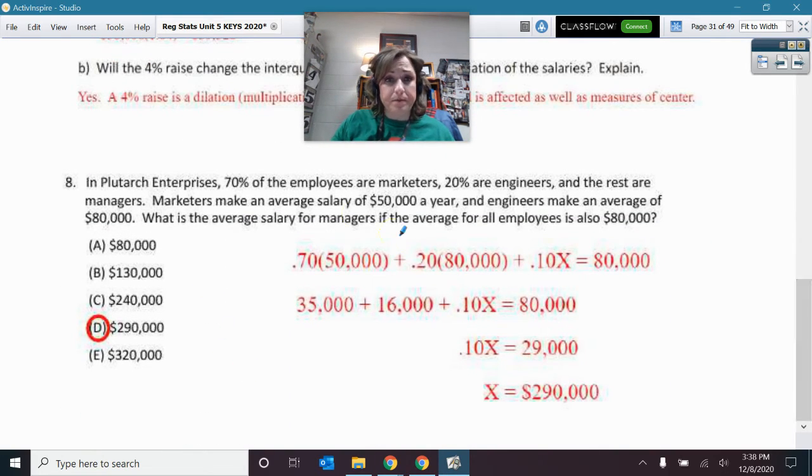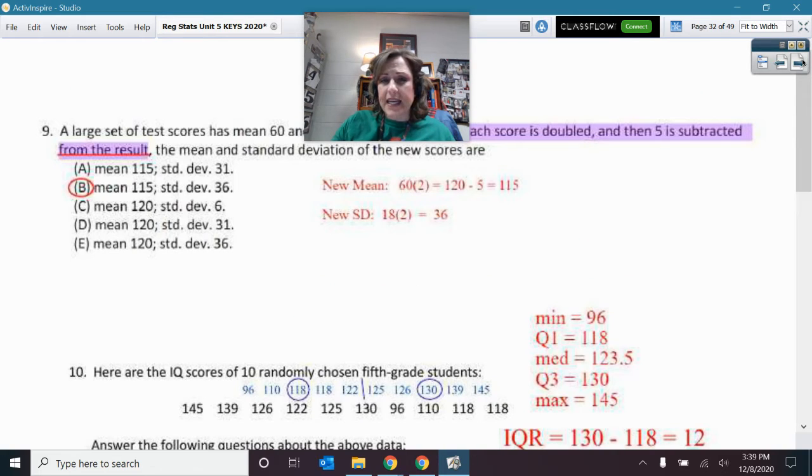Number 8, again, we were looking for a missing value. So 70% times 50,000, 20% times 80,000, and then 10% times some missing number. So you could have guessed and checked until you found the one that will total up to 80,000, or you could have solved this equation like that.